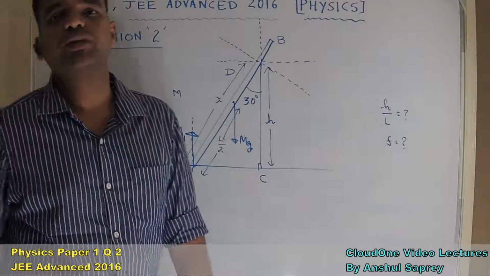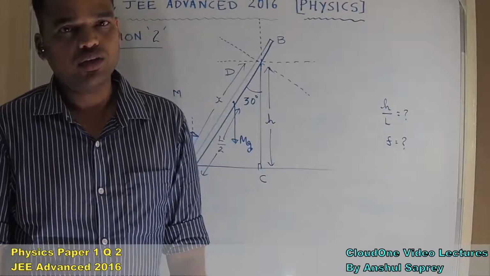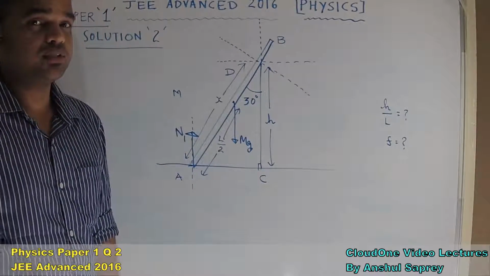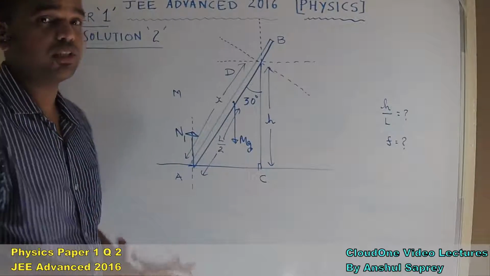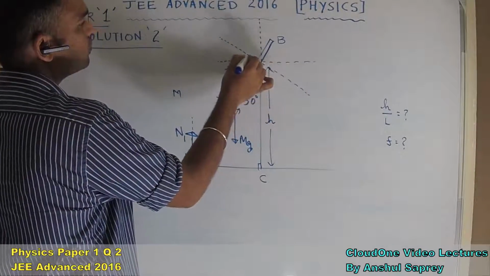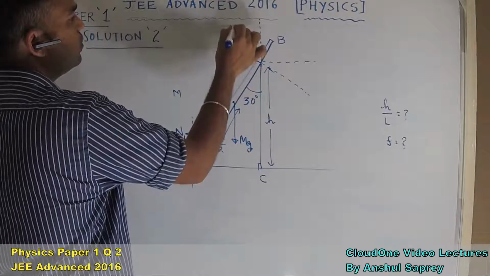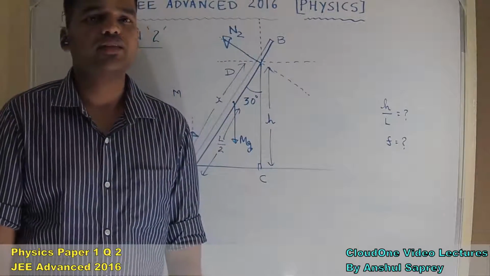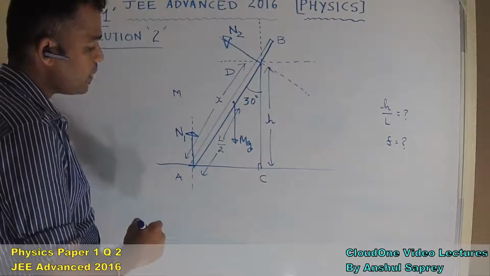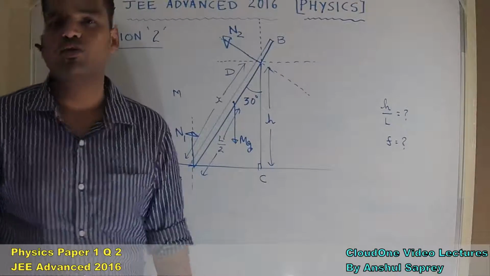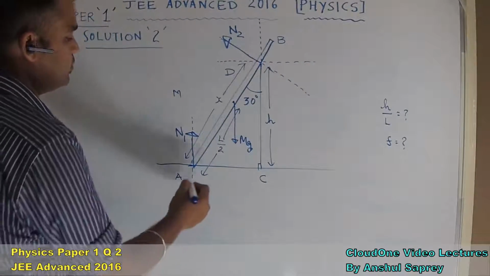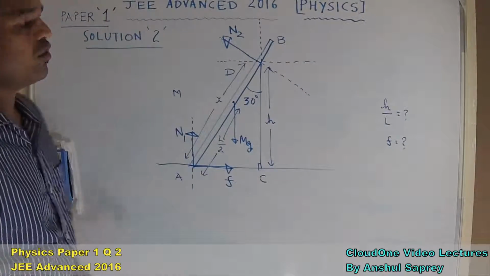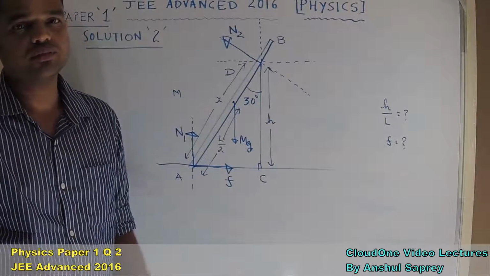The normal force between the rod and the wall, as given in the question, is perpendicular to the rod. This is according to the question. We are considering it as N2. The friction force acting between the rod and the floor is F. So this is force F. So now we have marked all the forces on the stick.